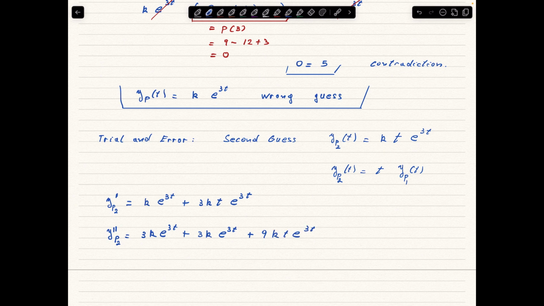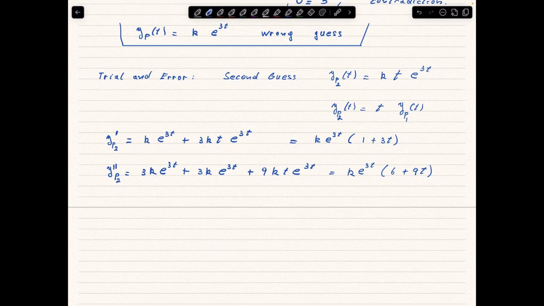They look long and very complicated, but actually there is a nicer way to write this down. We pull common factor k and exponential 3t on the first derivative, and then we are going to get 1 plus 3t. And here we do the same, k exponential 3t. Notice that this term is the same as this term, so we have 6 and then plus 9t. So a little bit shorter.